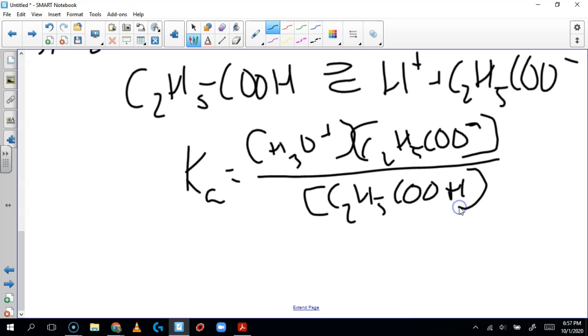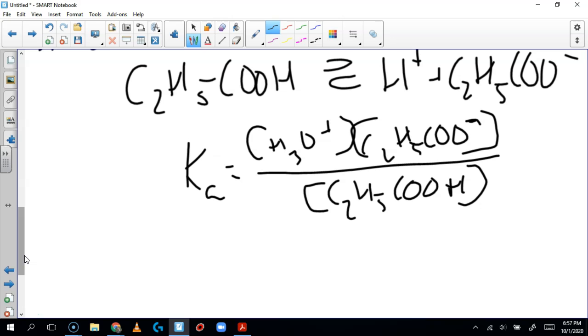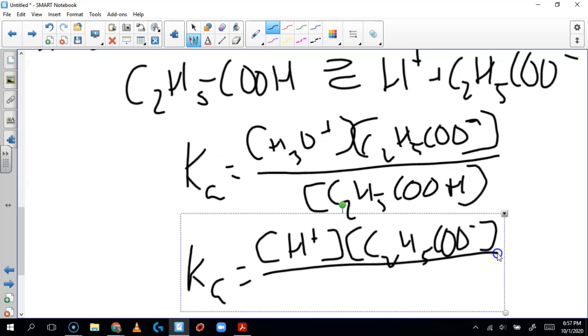Remember, and I probably should have said this earlier, that water is a liquid and doesn't play a role in the equilibrium. Pure liquids don't, only things that are in solution and gases. And then the other Ka is going to be the same thing, except instead of H3O plus, we're going to have H plus, and then C2H5COO minus over the concentration of C2H5COOH.